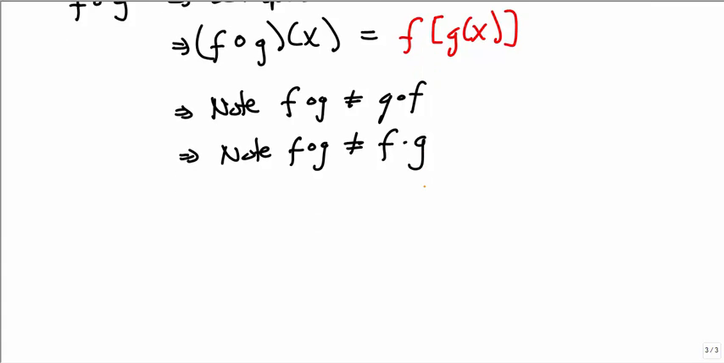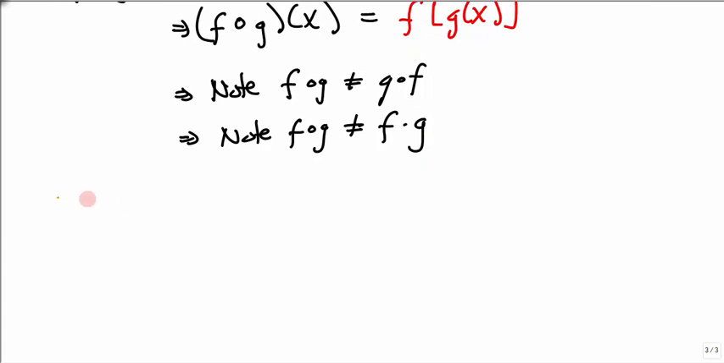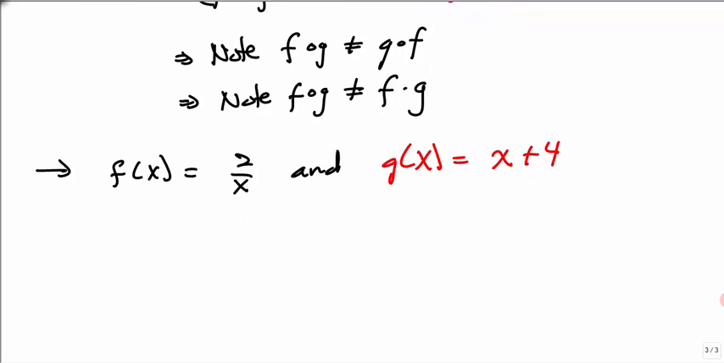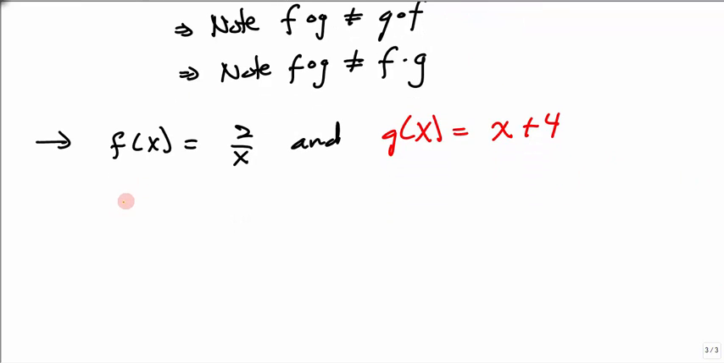Now, what does composite function mean? Well, let's go ahead and look at some examples. Let's say that F of X equals, let's say, 2 over X, and G of X equals X plus 4. Let's go ahead and look at composite functions.